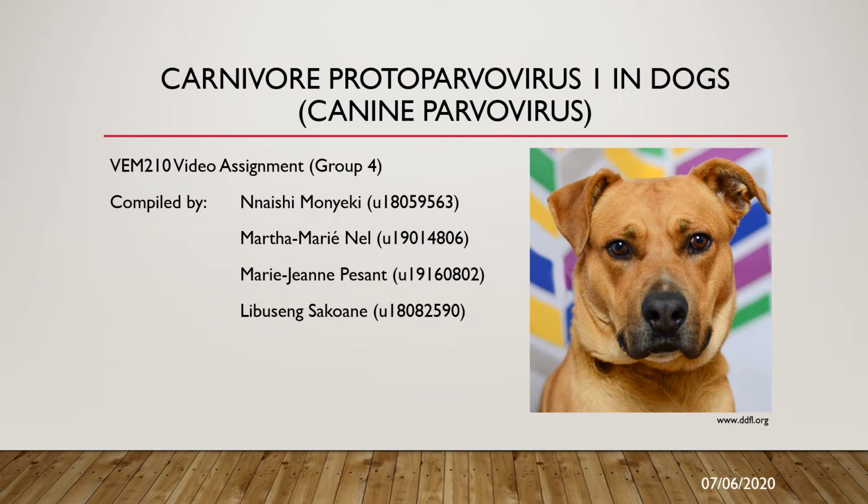This video is on Carnivore Protoparvovirus 1 in dogs, otherwise known as canine parvovirus. To be discussed are methods of sample collection, preservation, and transportation, as well as laboratory tests used for diagnosis. The characteristics of this virus concerning its growth, infection, and spread will also be discussed.